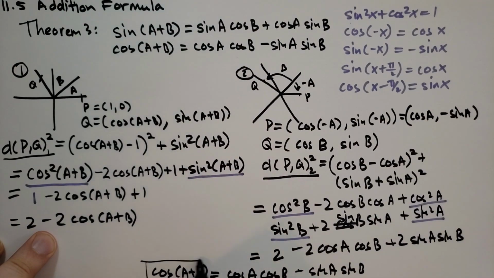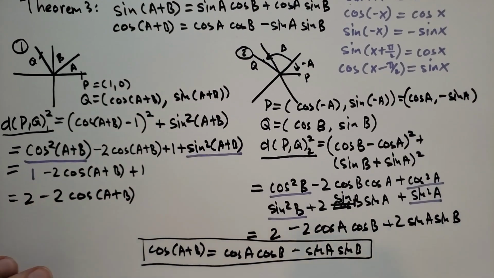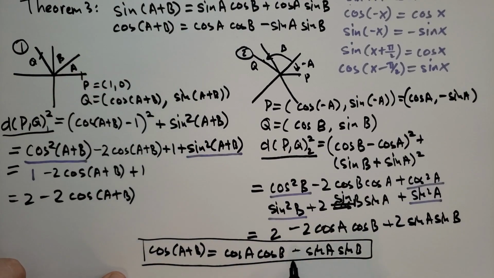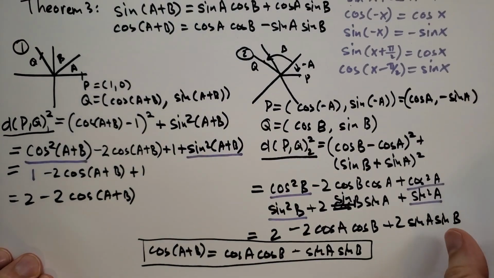So we have proven, let me scroll that up a little bit so you can see it better. We have proven that cosine of A plus B is cosine A, cosine B minus sine A, sine B. Okay. How do we go about proving the other one? Well, we start with the proof that we just had.